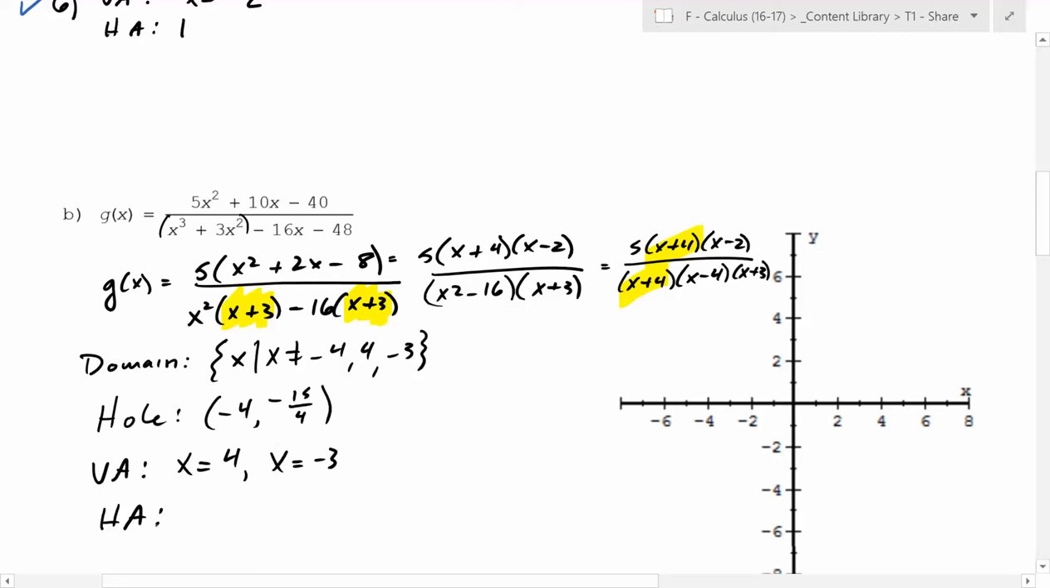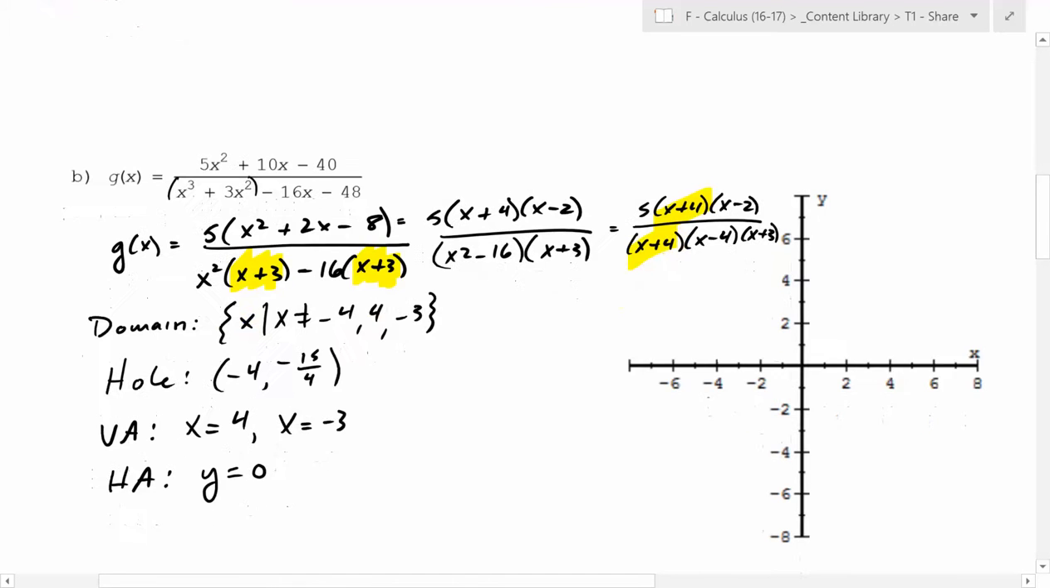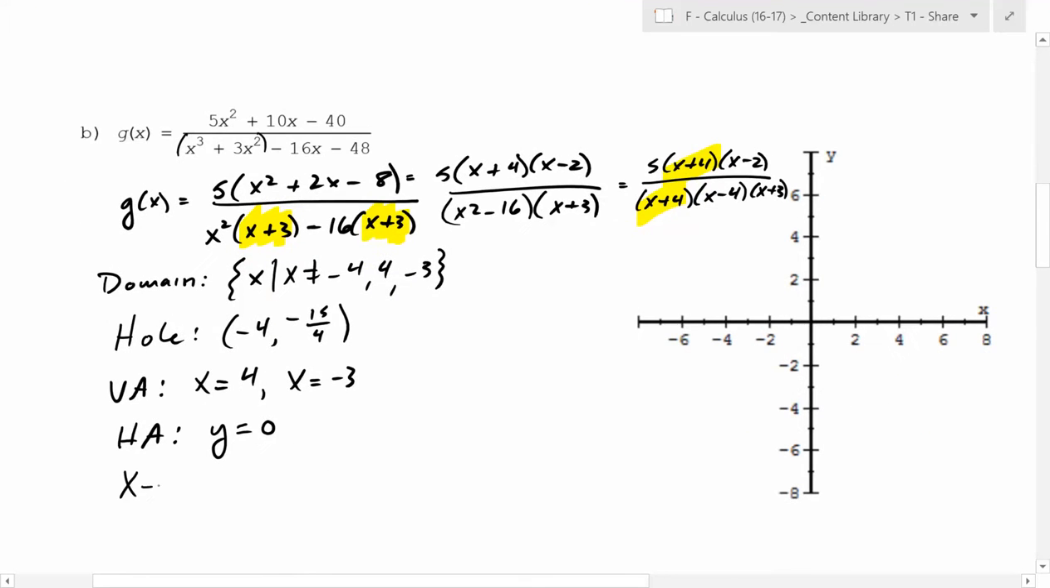The denominator's degree is what? What's the degree of the denominator? 3. What's the degree of the numerator? 2. If the degree of the denominator is greater than the degree of the numerator, it's always going to be y equals 0. Yes. So you have that. Now, what haven't we found yet? The x-intercept and the y-intercept.